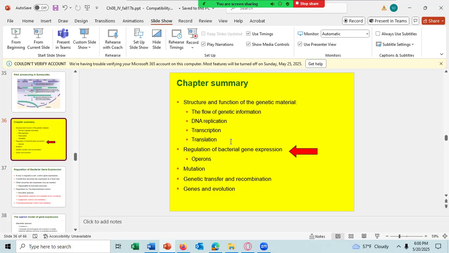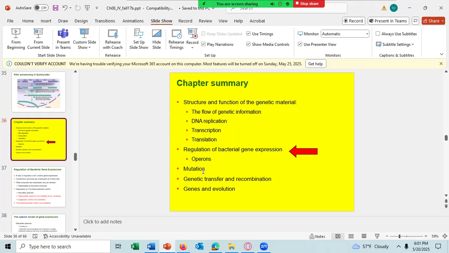All right, so we talked about the structure and function of genetic material, the flow of genetic information. We talked about DNA replication, RNA transcription, and we just finished protein translation. Let's move on and talk a little bit about the regulation of bacterial gene expression. I'm going to do that by talking about operons.